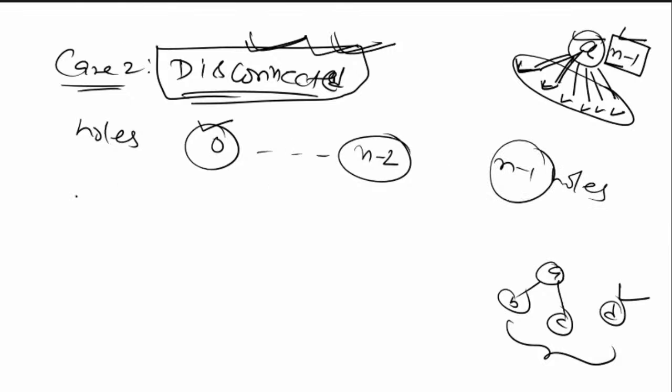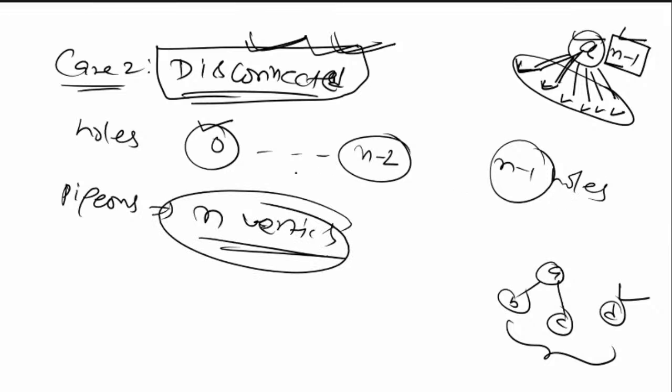Now how many pigeons do you have in total? N pigeons, because n vertices are there, right? Again the same thing: n vertices, n minus 1 holes, so n pigeons, n minus 1 holes. What you can say is that at least two vertices will go to the same hole, so at least two vertices will have the same degree. So in this case too, at least two vertices will have the same degree. Now we have proven both cases, case 1 and case 2.